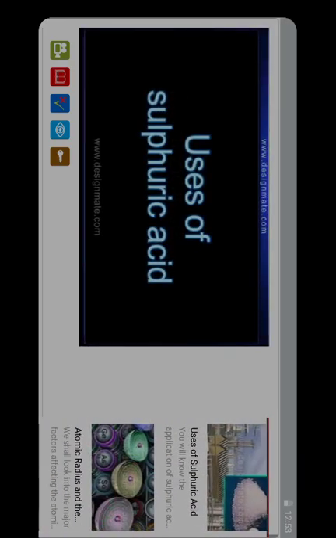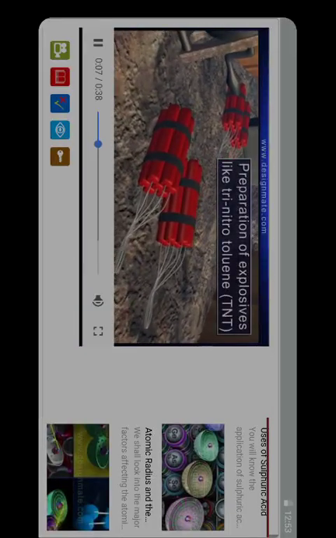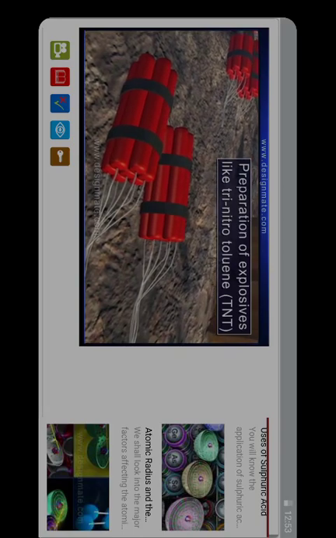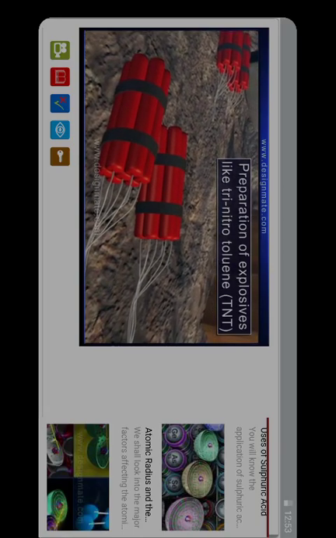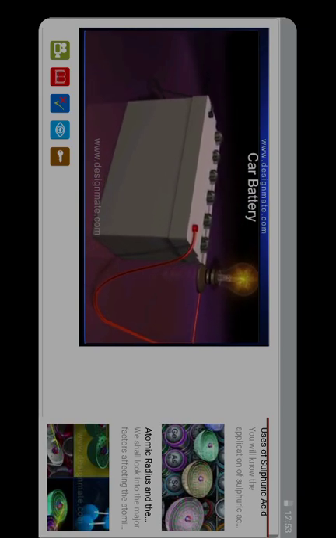Uses of sulfuric acid. Sulfuric acid is used in the preparation of explosives like trinitrotoluene, TNT. Sulfuric acid is used in car batteries.